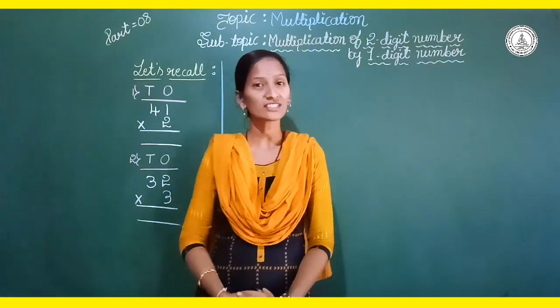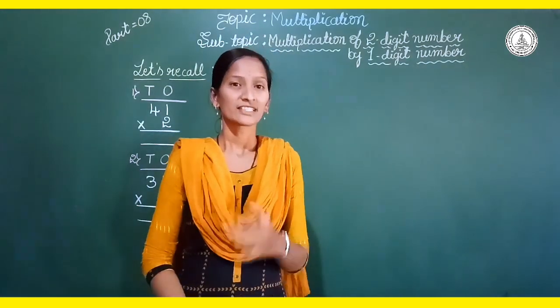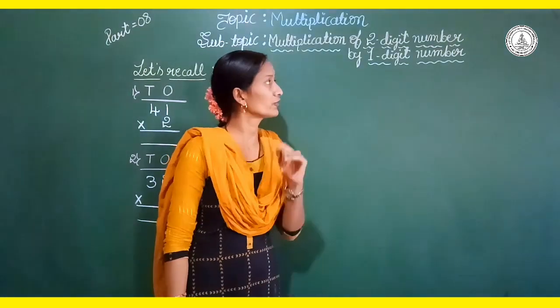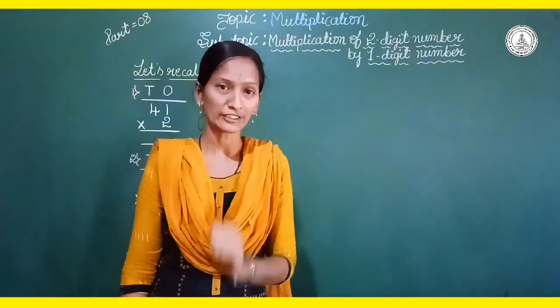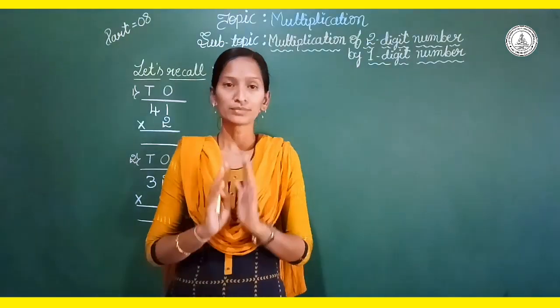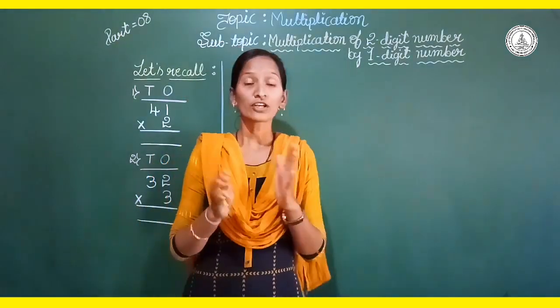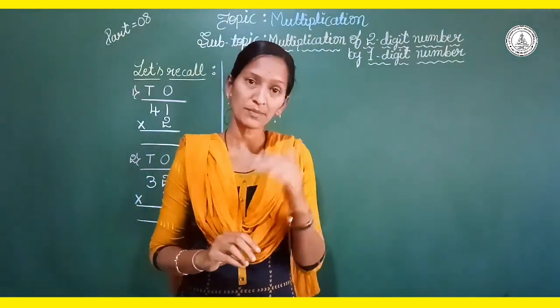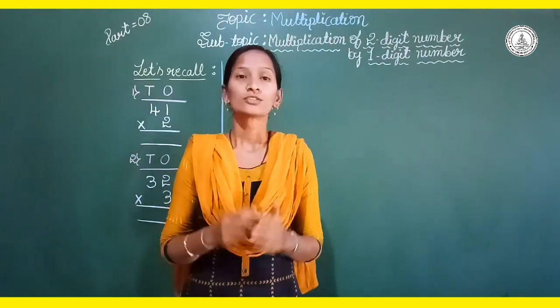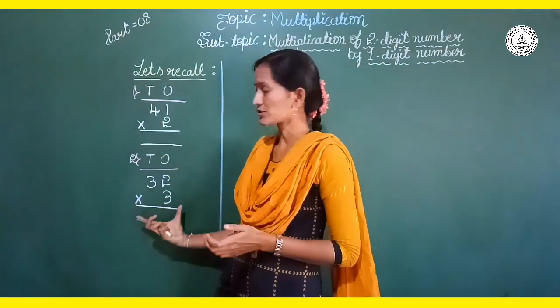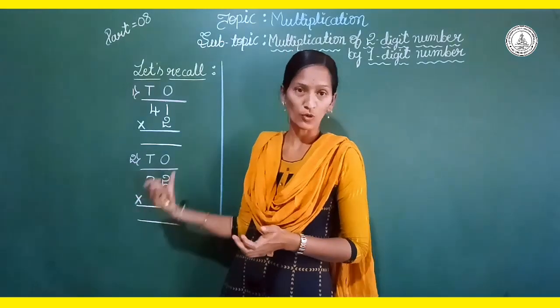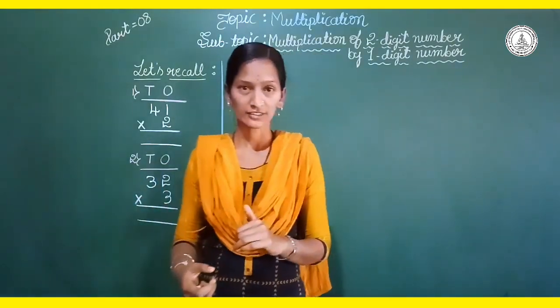What we have discussed in the last class? Yes, it's about the multiplication of a two-digit number by a one-digit number, right? But in this concept, we are not giving any carry to the next place values, right? So now, by using that concept, we have to solve these two problems one by one, right?